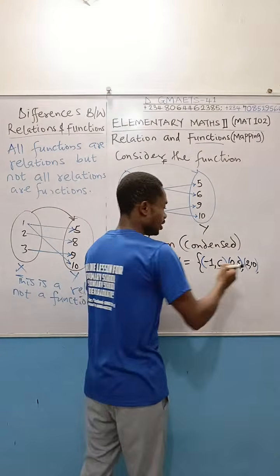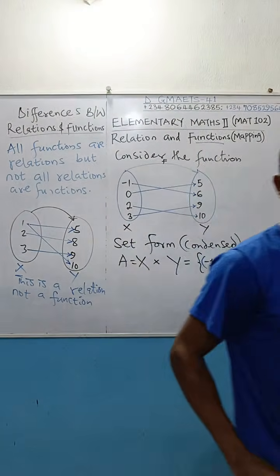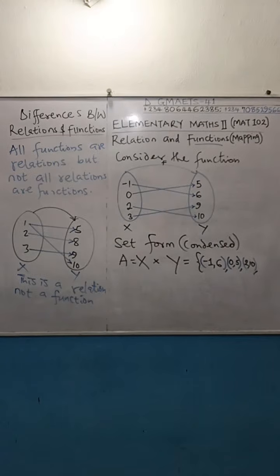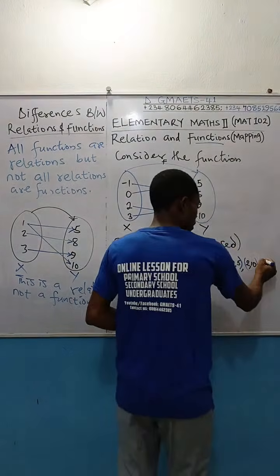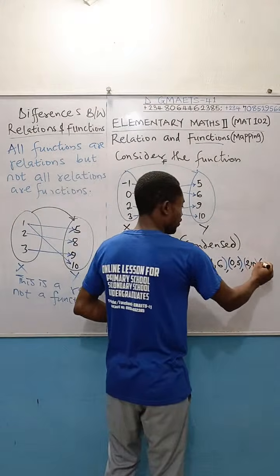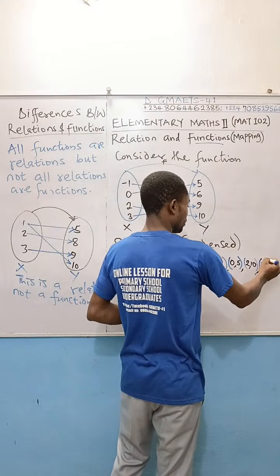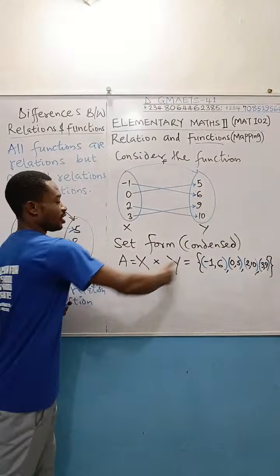And then finally, I hope this has not cut off. Please let me check the camera so that I know if I can put the last part. Yeah, I think the last part should enter. The last one is 3 being assigned the value 9. (3, 9). So this is a relation.